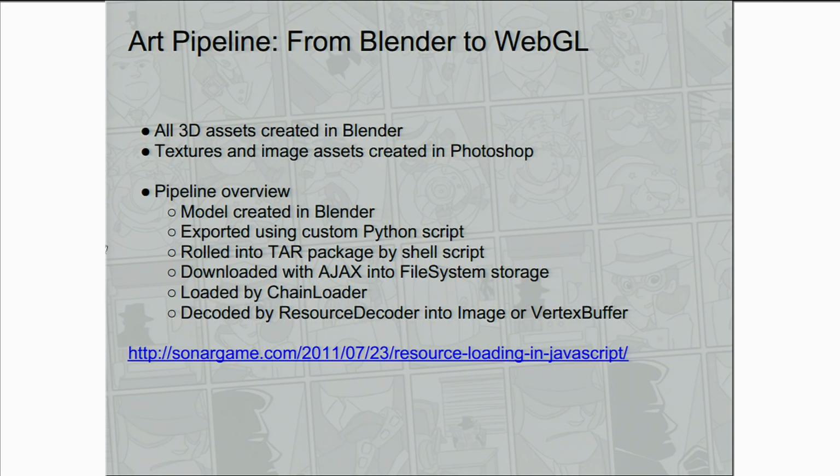So let's talk about the art pipeline. Essentially what we wanted was for the artist to be able to go from Blender to the game as quickly as possible without any overhead. What it ended up consisting of was creating a model in Blender, exporting it using a Python script, rolling it into a tar file using a shell script, downloading it from the server using Ajax, loading it with the chain loader, and finally decoding it into the buffers. What this meant for the artist was they had to export it from Blender and then reload the game. This killed our iteration time in the end.